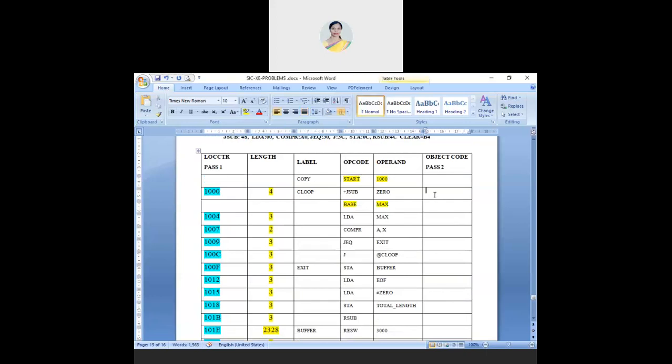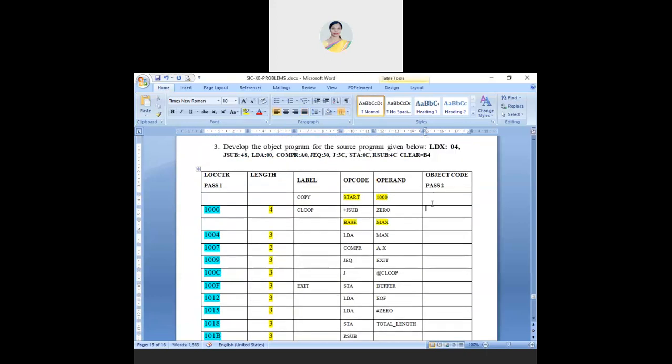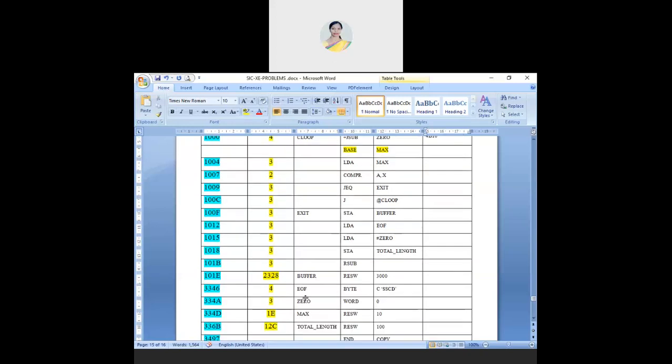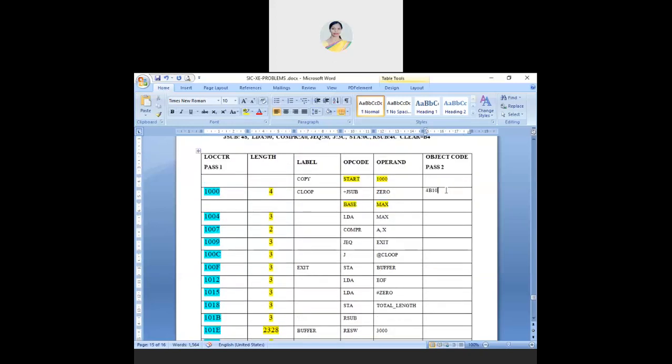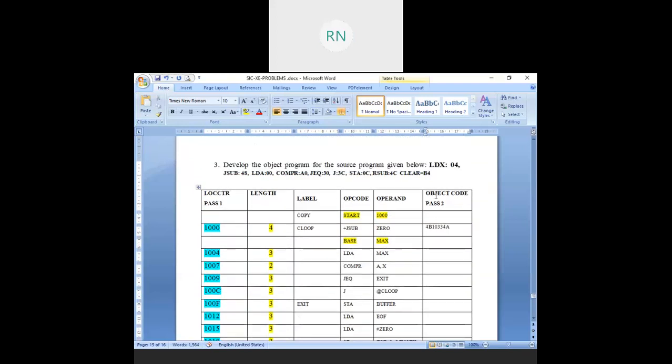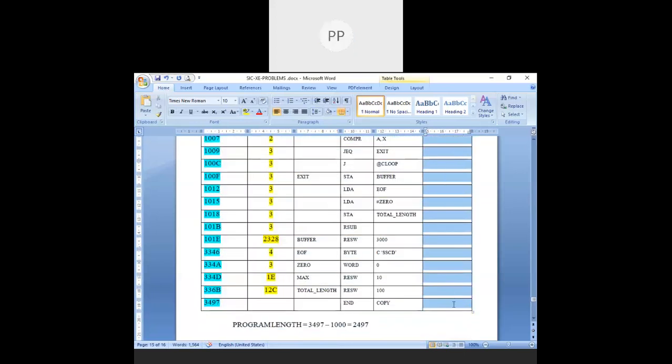CLOOP. Okay, CLOOP. What is the value? What will be the value? All of you have done or not? Yes, ma'am. 4B10, 3348. Okay, this one is 334A, right? Yes, ma'am. 334A. Yes, 1B, 4. 10334A, right? Yes, ma'am. Yes, this is correct.